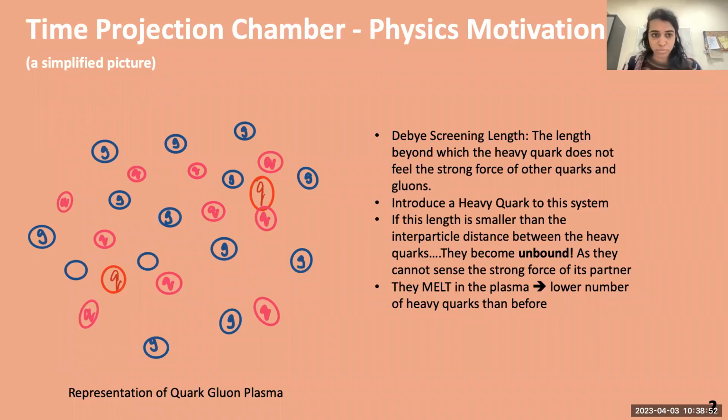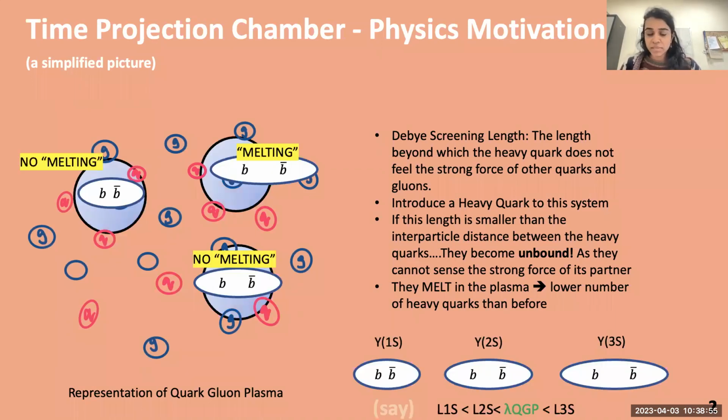If I have a system like the epsilon state, where the 1s, 2s, and the 3s states have different interparticle distances, and let's say that the Debye screening length of the plasma is greater than the interparticle distance between 1s and 2s, but less than 3s, the 1s and 2s will continue feeling the effect of each other in the medium, whereas the 3s will become disassociated in the medium and thus will melt. So we will observe a suppression in the 3s particle and no suppression in the 1s and 2s.